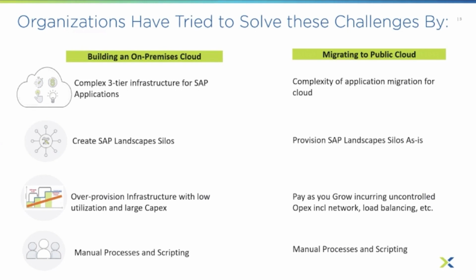And in some cases, because of CIO and CEO pressure and the CFO pressure, they migrate everything over to the public cloud, any one of them, AWS, GCP, Azure. But the complexity of the migration is one thing. Obviously, after they get past that, the provisioning of the SAP landscapes and the silos as is, they move it over just as is without any kind of optimization that they need to do. And they get a great advantage of pay as you grow, but what lies underneath is the uncontrolled operational expenses, including networking and other things, which is never brought to the surface at the time of migration.